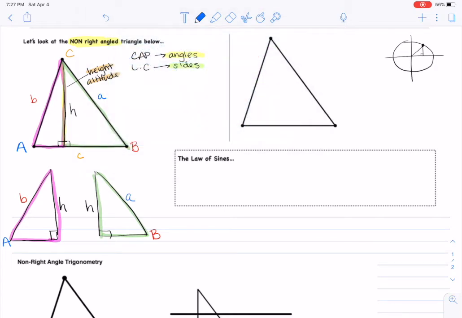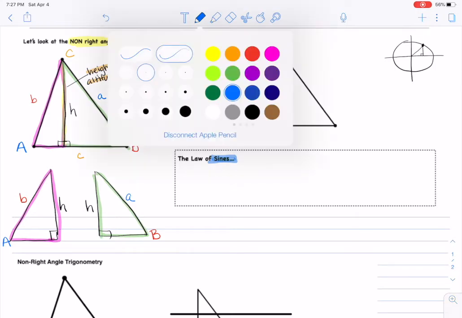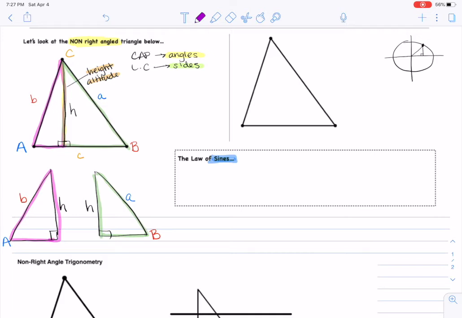And I can call this one over here lowercase a. Okay, now the first one that we're doing is called the law of sines. So it shouldn't be a secret that we're probably going to need to figure out a sine ratio. So right now this is the only angle that we have. Remember that we call that a reference angle.